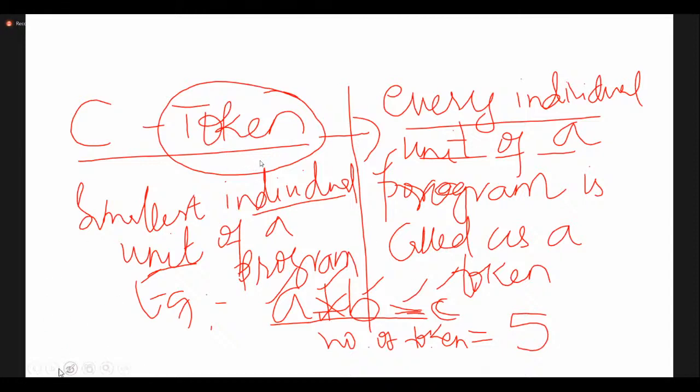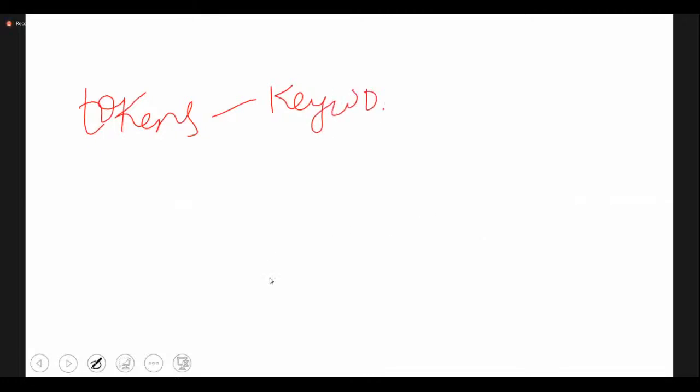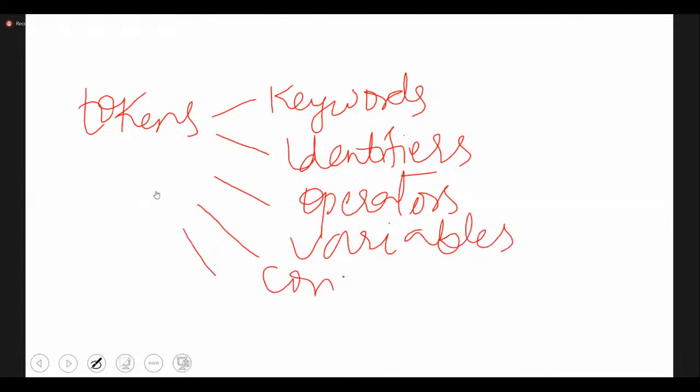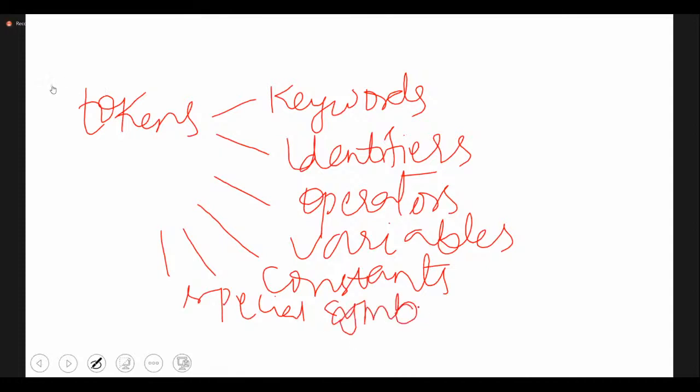Now these tokens are broadly classified as: the first one we call keywords, the second one identifiers, then operators, variables, constants, and the last one is special symbols. So tokens are broadly classified into 6 types: keywords, identifiers, operators, variables, constants, and special symbols.